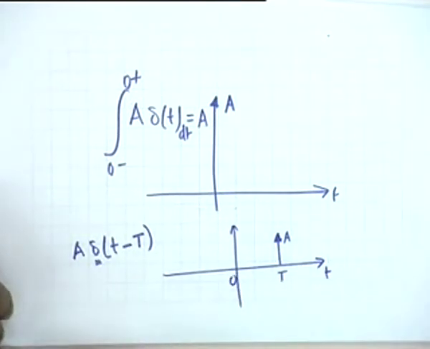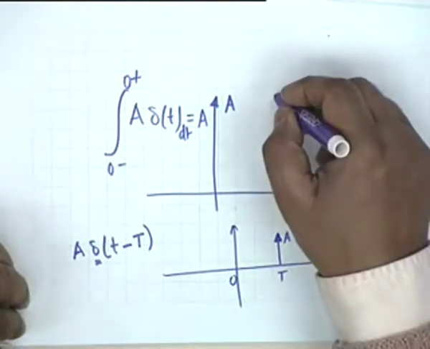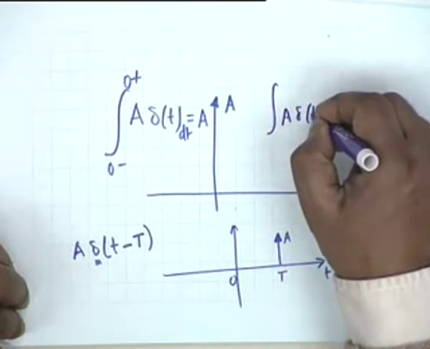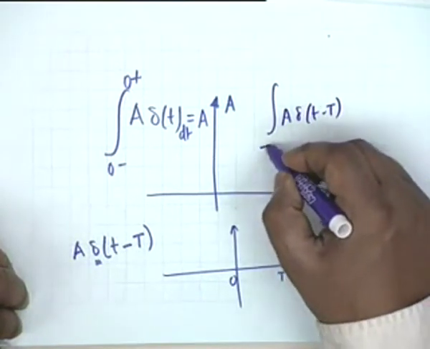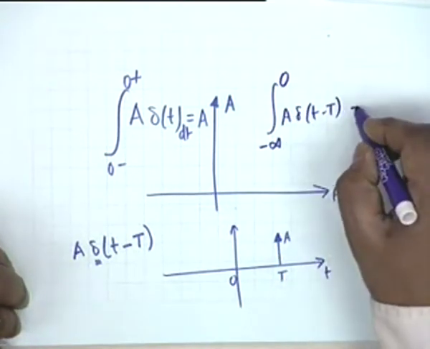Now if capital T is greater than 0 and you integrate this impulse, let us say from minus infinity to 0, what would be the value?